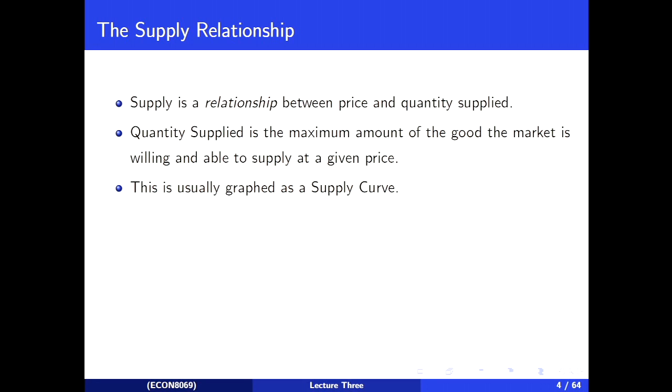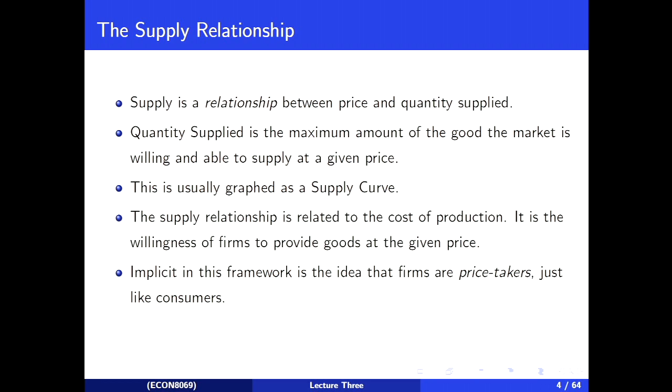So quantity supplied is the maximum amount of the good that the market is willing and able to supply at a given price. Again, it's exactly the same as demand. And we typically put this down as a supply curve. So again, we do a graph, quantity versus price. We'll see these on the next slide, quantity versus price, and we talk about the supply curve.